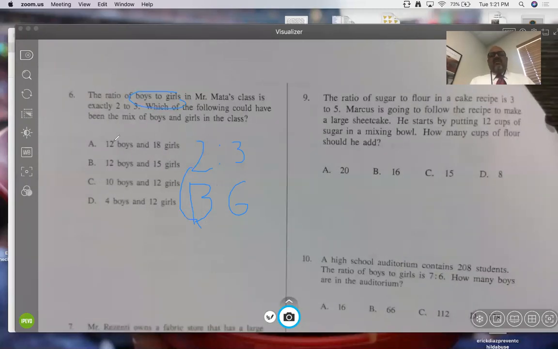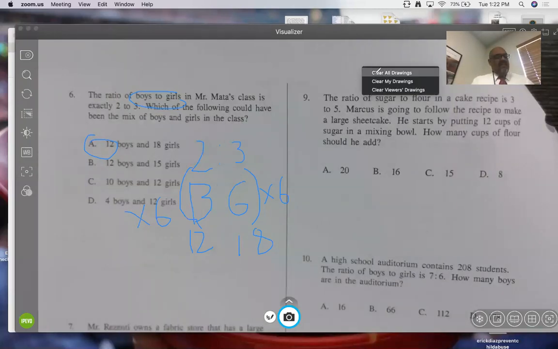So let's do the first one, which is 12. 2 times what equals 12? I'm going to multiply that times 6, right? Have to do the exact same thing on the other side. 3 times 6 is 18. Look at that. Didn't even need to go any further. So the answer for this one was A. We don't always get that lucky, but it works out pretty well in there. Okay, let's go to question number 7.